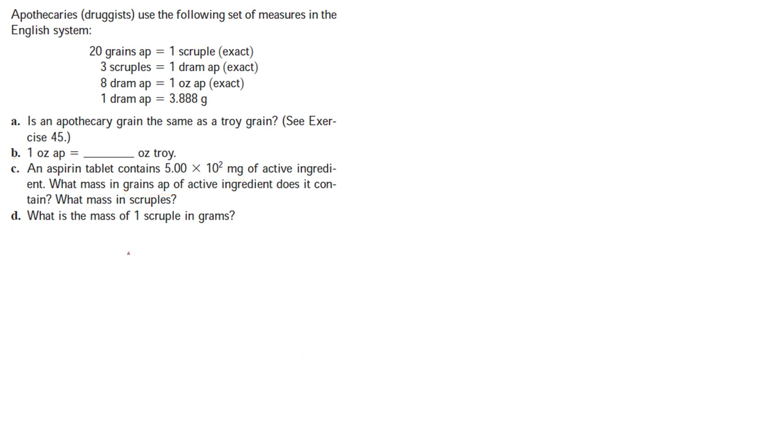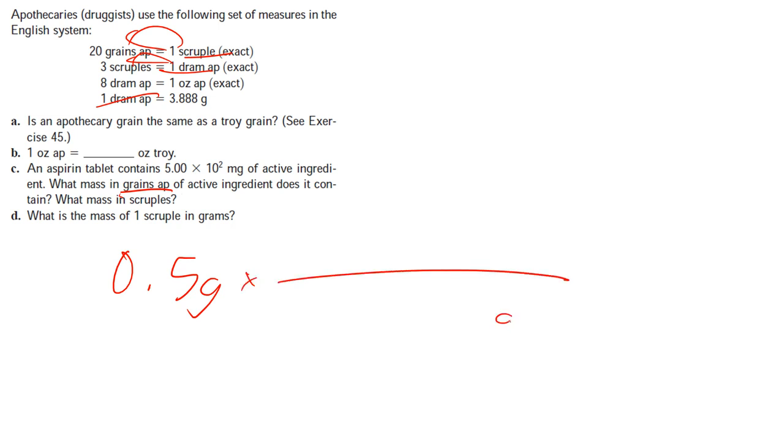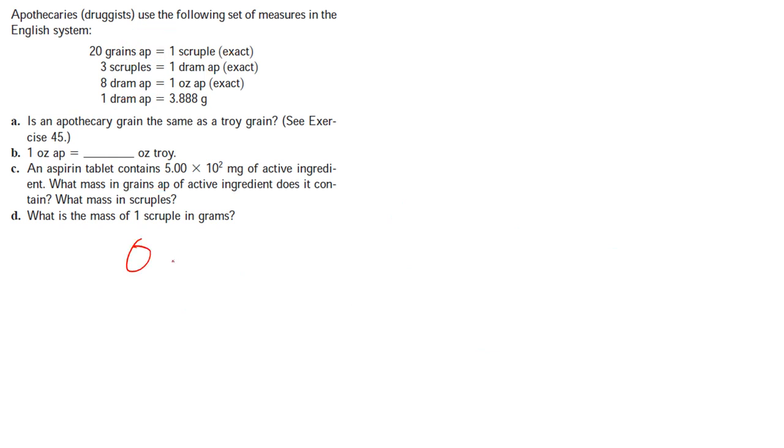We got 0.5 grams. We've got to convert that to grains AP. From grams, convert to scruples, then to grains. Grams on the bottom to convert that to grams: 1 gram is 3.888 grams. So 0.5 divided by 3.888 gives 0.1286, and this is in grams.